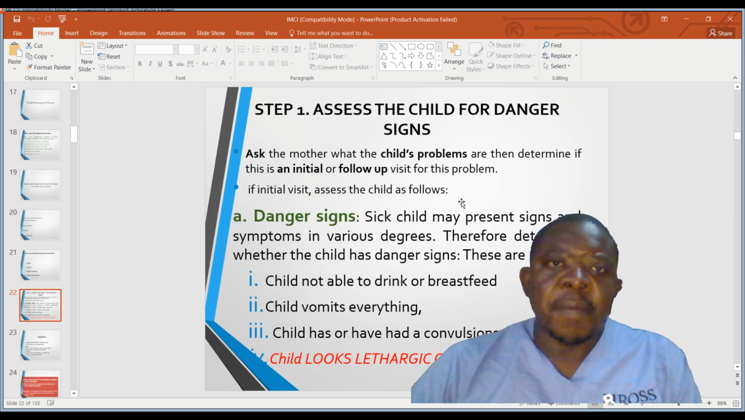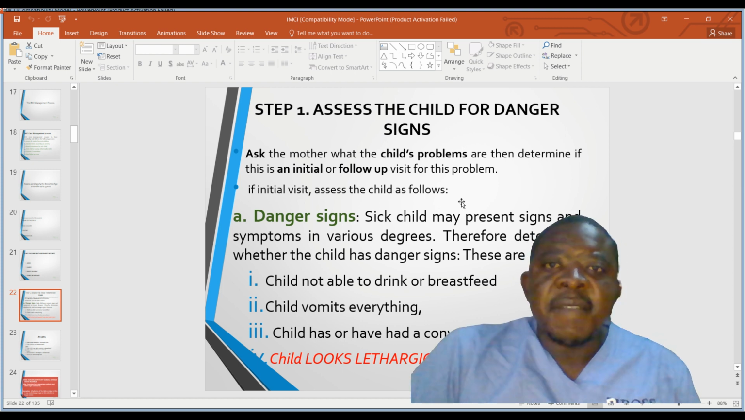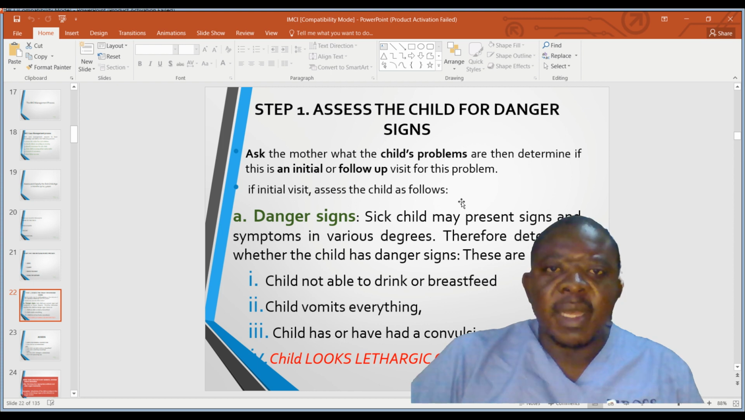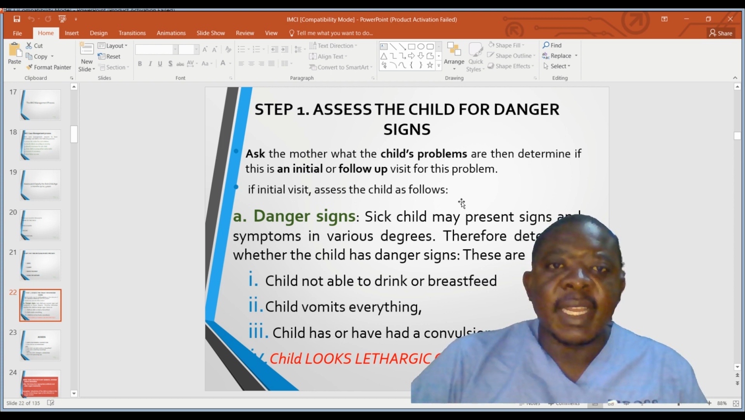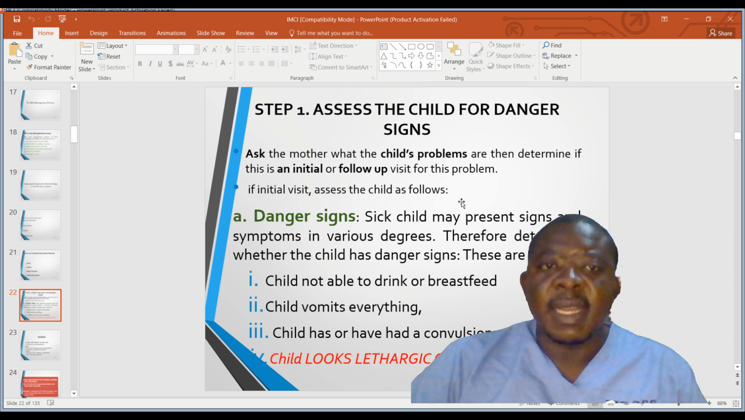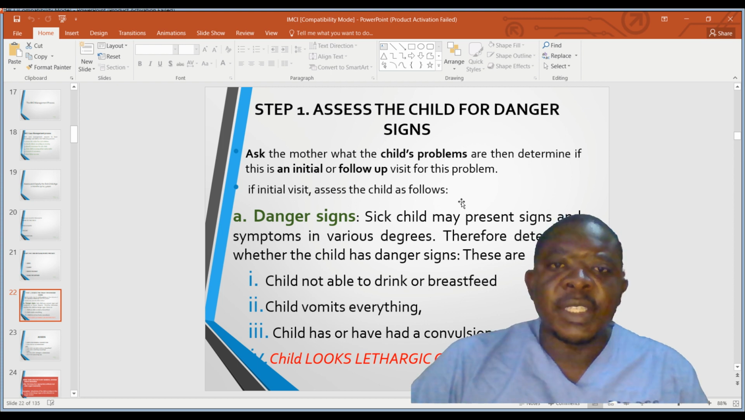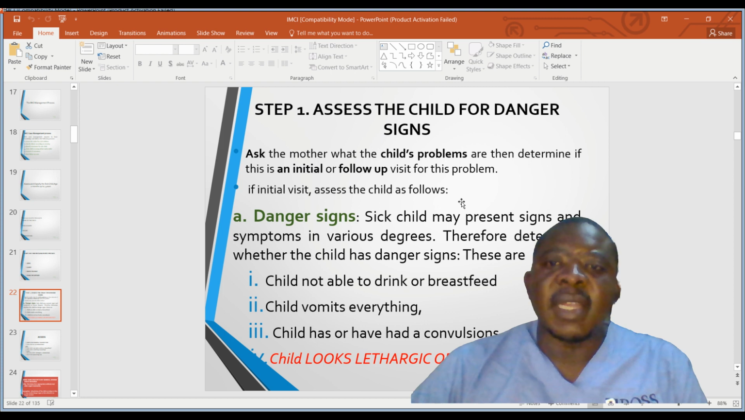Step 1, assessing the child for danger signs. In assessing for danger signs, you can ask the mother what the child's problems are, then determine if this is an initial or follow-up visit for the problem she has presented. If it is an initial visit, you can assess the child as follows. A. Danger signs. A sick child may present signs and symptoms in various degrees. Therefore, determine whether the child has danger signs.